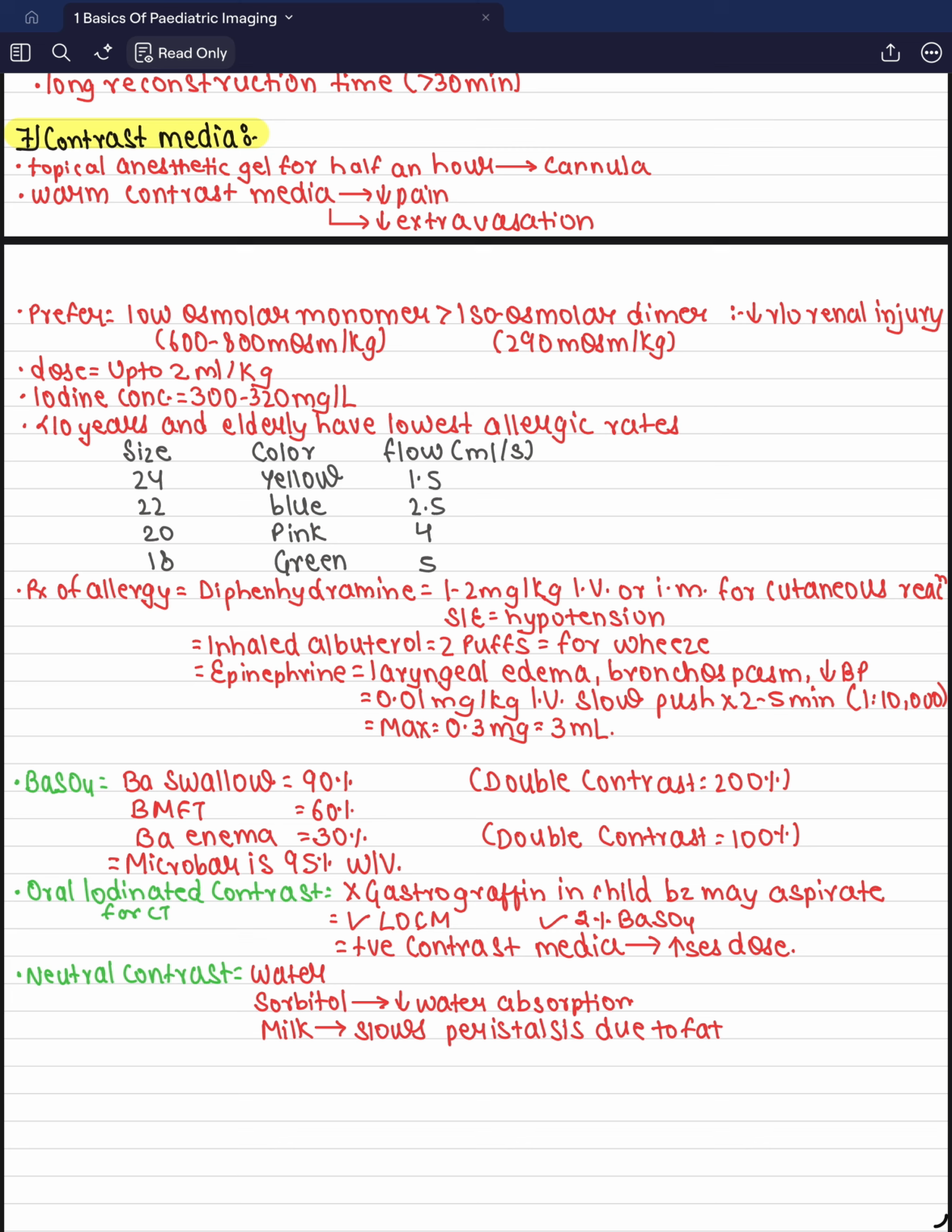How will you treat the allergy if the child gets one? If the child gets a cutaneous reaction, you give diphenhydramine 1 to 2 mg per kg, IV or IM. What is the side effect of antihistamine? Hypotension. If the child develops wheeze, you give inhaled albuterol 2 puffs, and epinephrine you give for laryngeal edema, bronchospasm and hypotension. How much dose? 0.01 mg per kg IV, slow push over 2 to 5 minutes. And what is the ratio? 1 in 10,000. Maximum you can give is 0.3 mg or 3 ml.